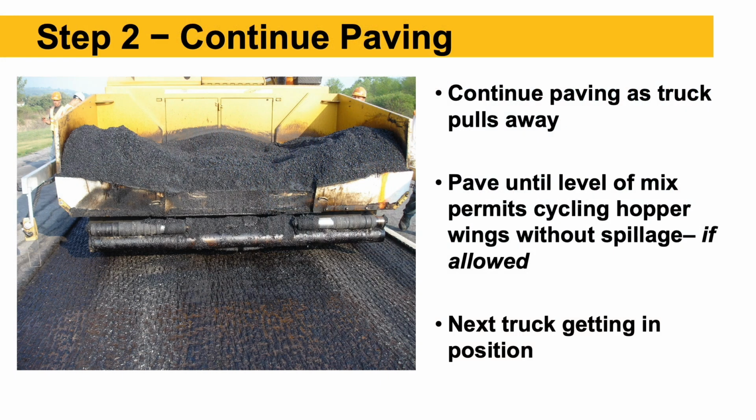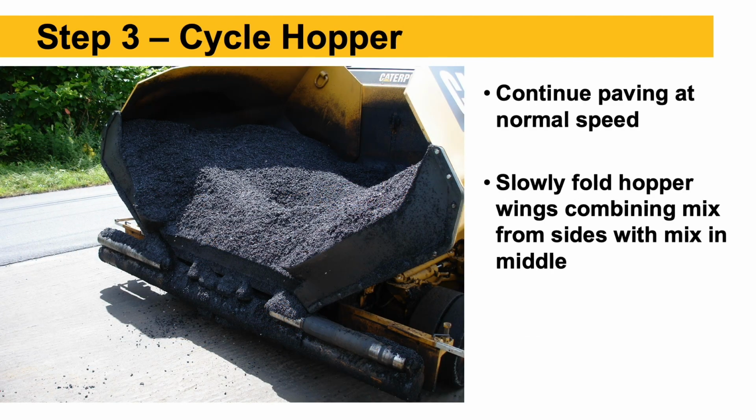So folding the hopper wings, while we're doing that, again, the paver operator's got to be very careful to make sure material or mix isn't spilling in front of the paver. So you've got to be paying attention here. We also don't want that hopper to get low enough where we can see the slack conveyors or the bottom of the hopper. So step 3, we're cycling the wings, not spilling onto the grade. This way we're combining mix into the middle over top of the slack conveyors and still paving.